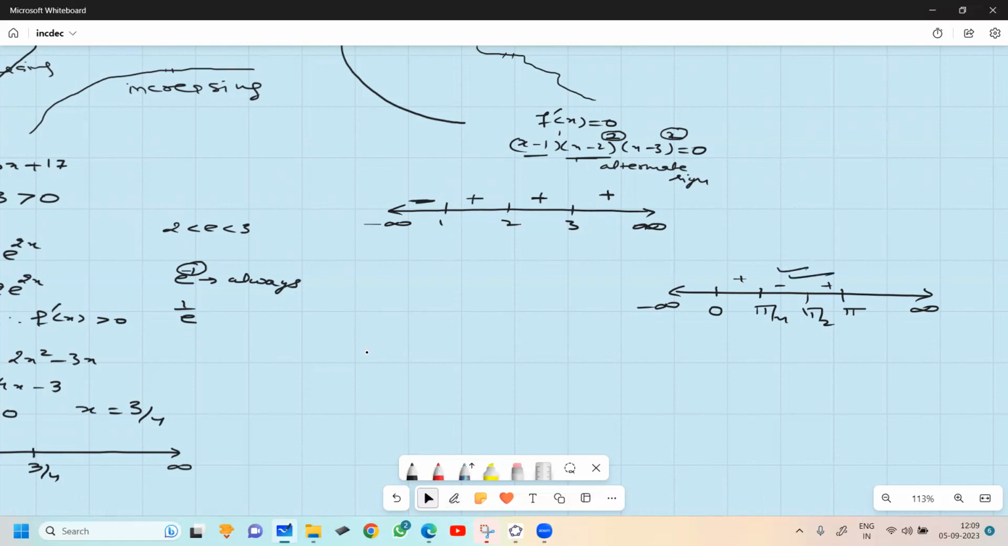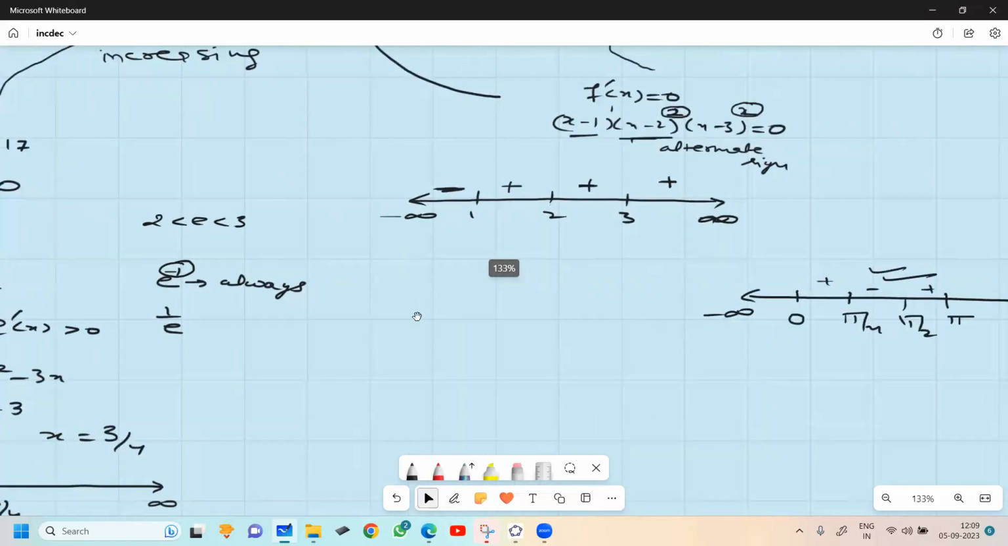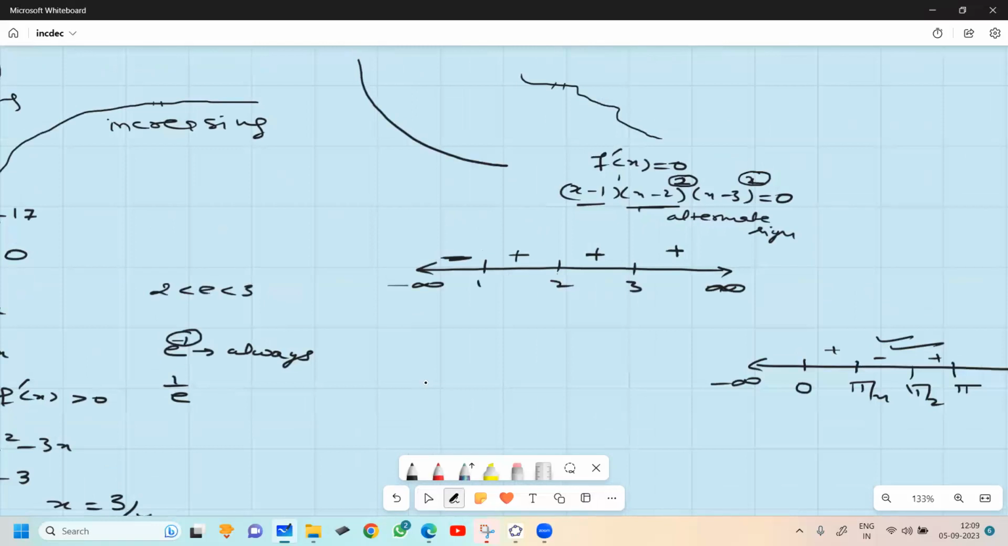Okay. And one more thing I want to show you. If in f dash x there is a minus common out, and then you have made the factors, then it will be first minus, then plus, then minus, and then plus. It will be alternate this way. Means when here it is plus, you will start with plus. And here if it is minus, you will start with minus. Clear? So let us come to the questions.